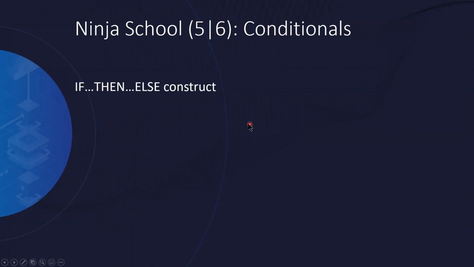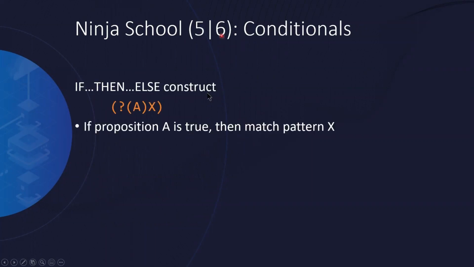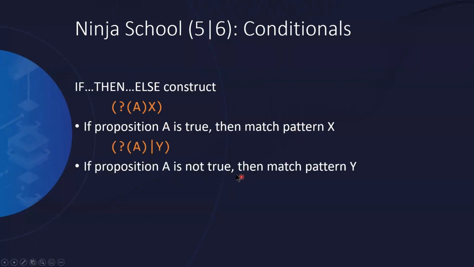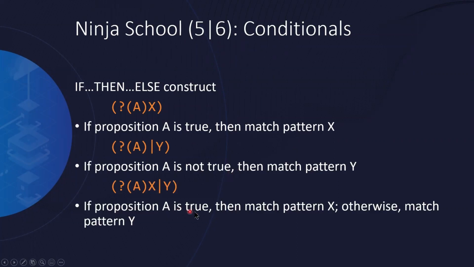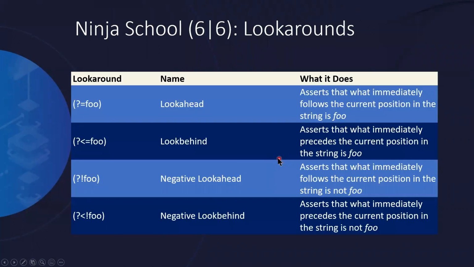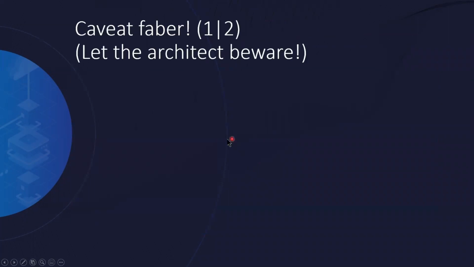You can do if-then-else constructs. So that looks like this. If proposition A is true, then match pattern X. If proposition A is not true, then match pattern Y. Otherwise, match pattern Y. You've got something called lookaheads or lookarounds. You can look ahead, you can look behind. I'll leave these on my presentation, which you can download.